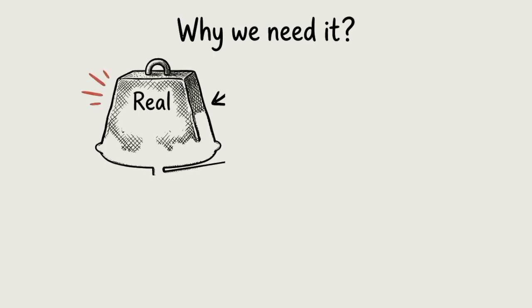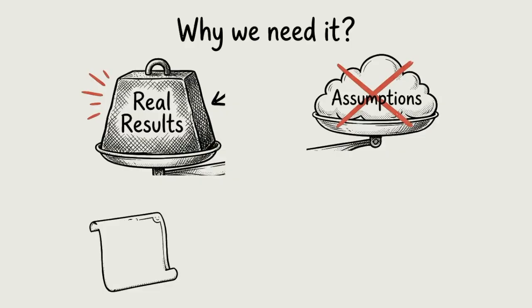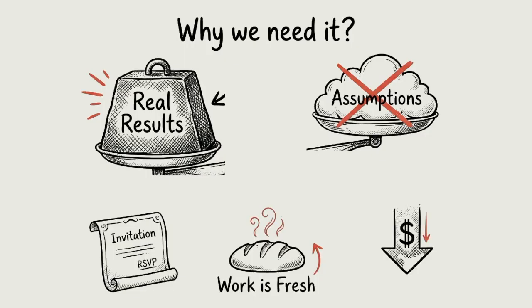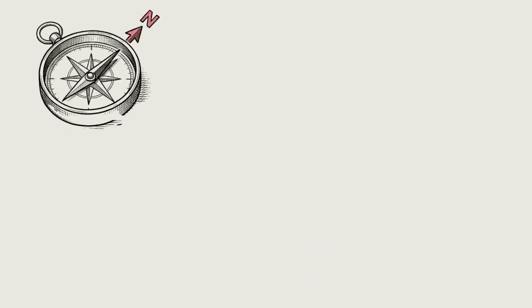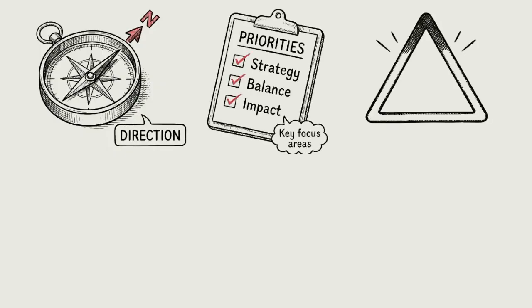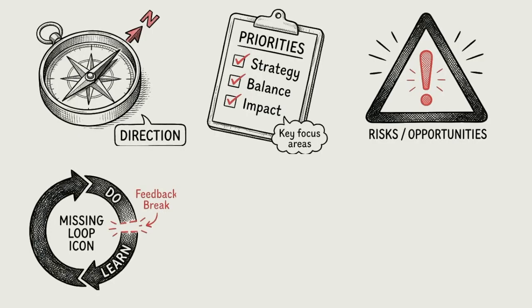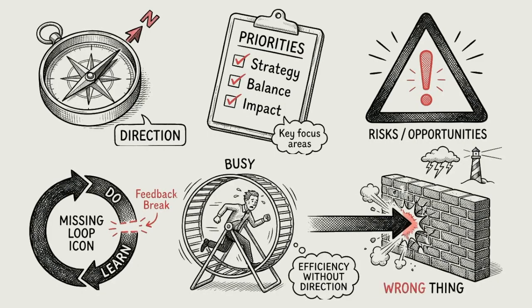We need the sprint review meeting because Scrum is based on learning from real results, not assumptions. The sprint review creates a formal opportunity to get feedback from stakeholders while the work is still fresh and change is still inexpensive. It helps everyone check whether the product is moving in the right direction, whether priorities still make sense, and whether new opportunities or risks have appeared. Without this feedback loop, teams may continue working efficiently but end up building the wrong thing.